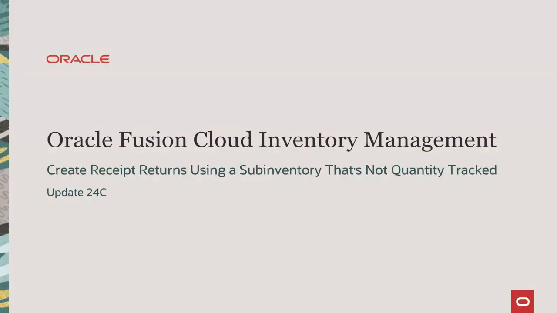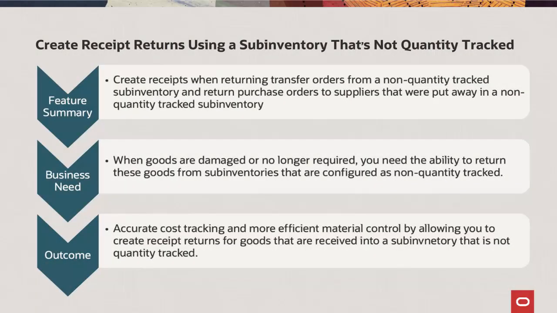In this demonstration, we'll show you how to create receipt returns using a subinventory that's not quantity tracked. The feature Create Receipt Returns using a subinventory that's not quantity tracked will allow you to create receipts when returning transfer orders from a non-quantity tracked subinventory or returning purchase orders to suppliers that were put away in a non-quantity tracked subinventory. This feature is particularly beneficial when goods are damaged or no longer required.